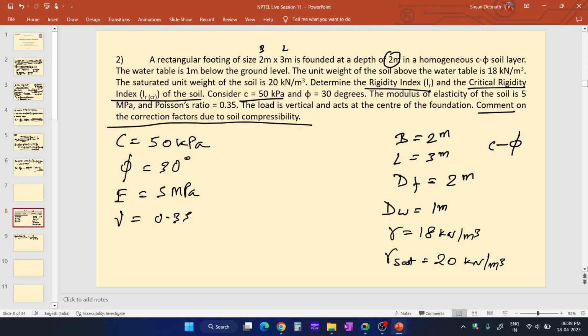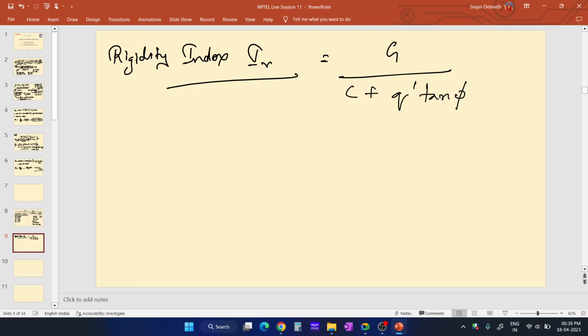It is 50 kPa, and we can easily determine the value of Q dash, that is the effective overburden pressure at the depth of dF plus B by 2. dF means the depth of the foundation, and B by 2 means half of the width of the foundation. So at that depth we need to find out the effective overburden pressure. We know the phi, we can easily find out tan phi.